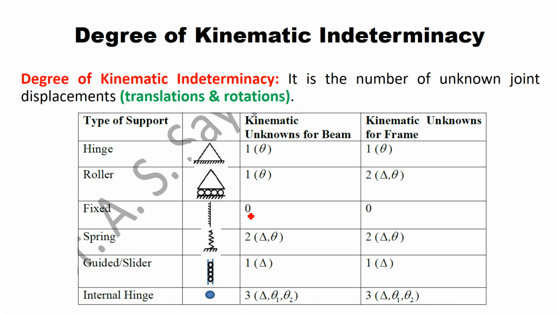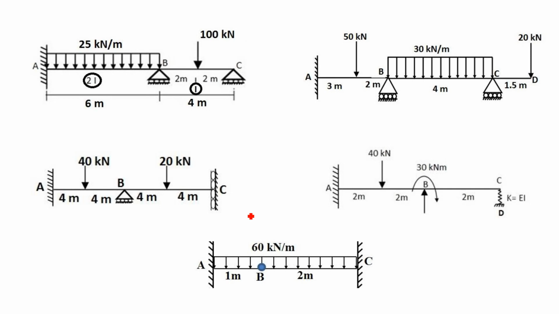Now if these supports are provided in the structure, how to calculate the degree of kinematic indeterminacy? Please see. Degree of kinematic indeterminacy is represented as DKI. DKI equal to 0 at fixed support, 1 at roller support, again 1 at roller support, so DKI equal to 2. But which are these 2 unknowns? If it is a roller support, the unknown becomes theta. So this is theta B, and here also roller support, so the unknown is theta C. So degree of kinematic indeterminacy is 2, and those two unknowns are theta B and theta C.